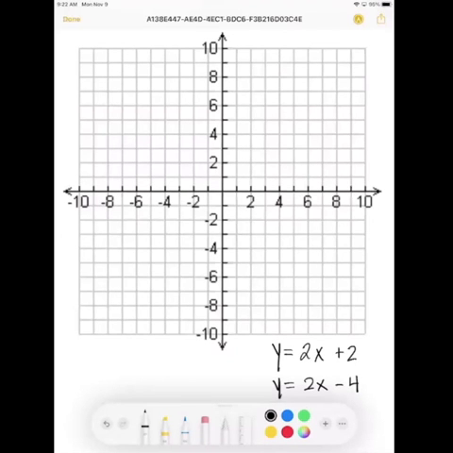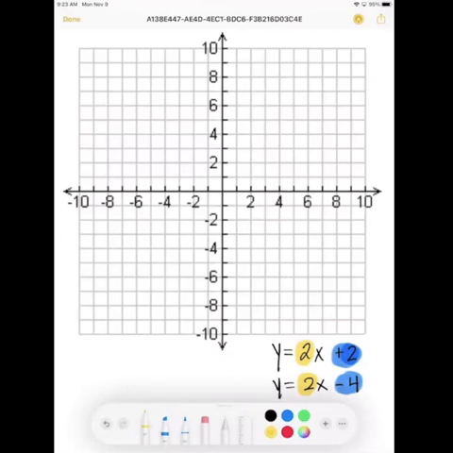All right, so if we're looking at this graph here, we have two different lines that we're going to put on the graph. y equals 2x plus 2, y equals 2x minus 4. One thing I want you to notice is that both of these have a slope of 2, but they have a different y-intercept. So make sure you guys pay attention to that when you are graphing a line.